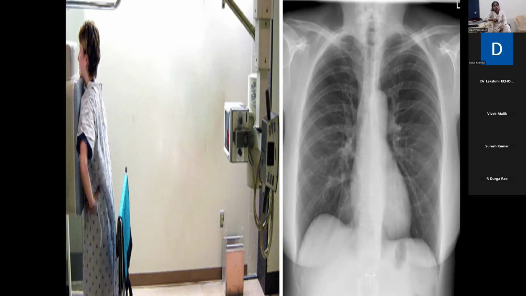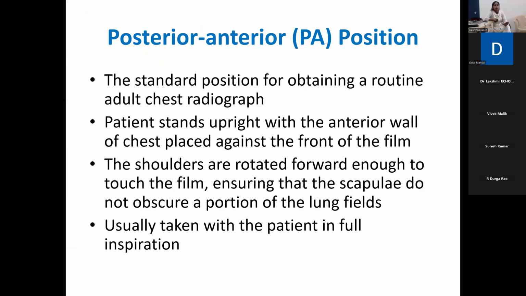So what is the position of the patient? The patient stands with the chin on the top of the X-ray cassette. And what about his hands? The hands are placed on the hips, and the shoulders are rotated outwards so that they do not block the view of the chest. Shoulders are rotated, ensuring that the scapula do not obscure a portion of the lung fields.